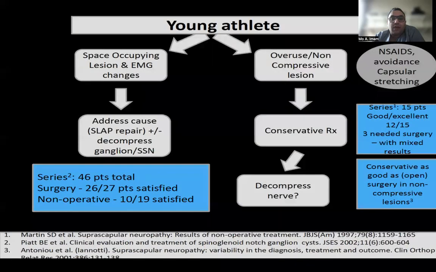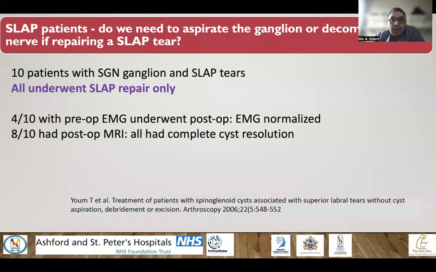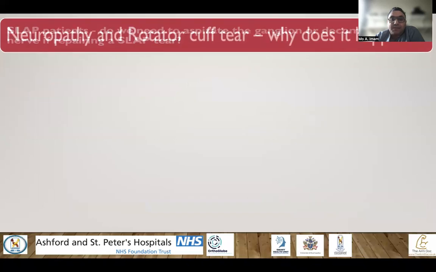Finally, in those in the younger population, you have to ask yourself what to do for them, and then check if there is a cyst or not. And based on evidence, you can do just a SLAP repair. And if there is no compression and no compressive lesion, try conservative treatment, which is successful most of the time. Just doing a SLAP repair has been successful 80% of the time, as per this paper published by Youm.